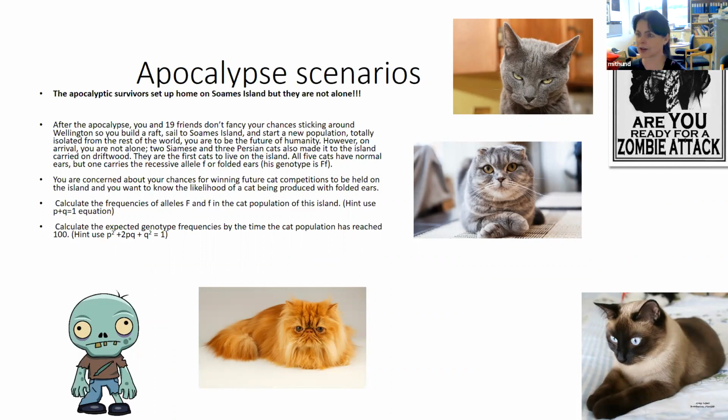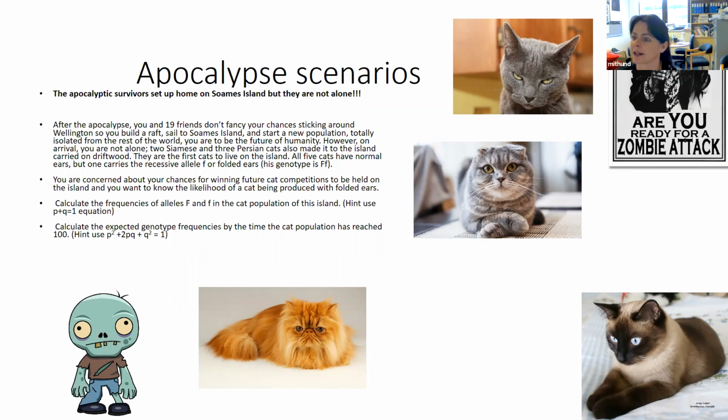So here we've got a scenario. It's the apocalypse and we're in Wellington. My plan with the kids when the apocalypse happens and the zombies take over is that we're going to go to Soames Island, which is a little island near where we live. So we built this scenario based on this apocalypse scenario. Apparently the apocalypse has happened and you and 19 friends don't fancy your chances sticking around mainland Wellington, so you build a raft and sail to the island and start a new population.